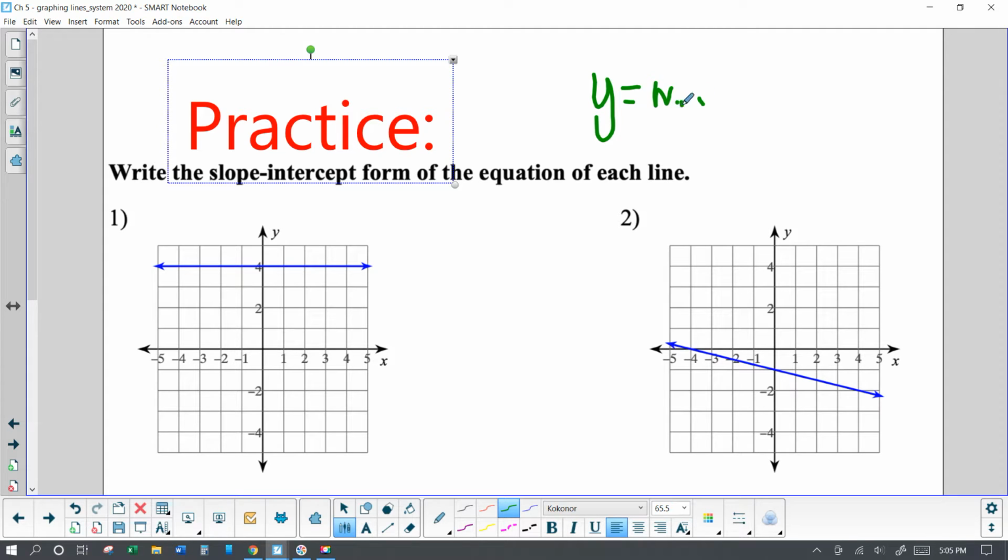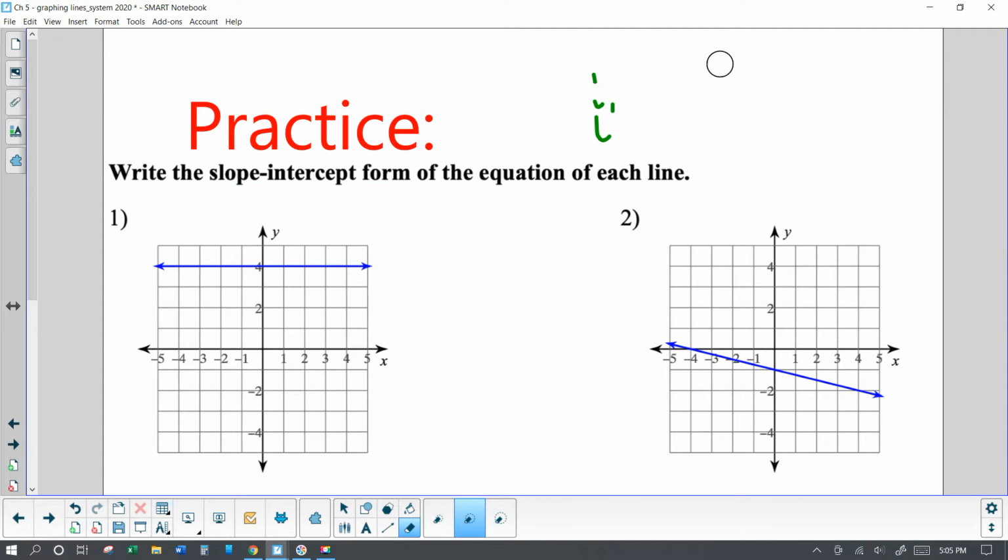Sorry, whenever my arm touches my screen, it won't let me write very good. Mx plus b. And I really want that to connect right there, and it just won't. Let me try again. Okay. Let me try again. Y. Now my cursor just does not want to write.